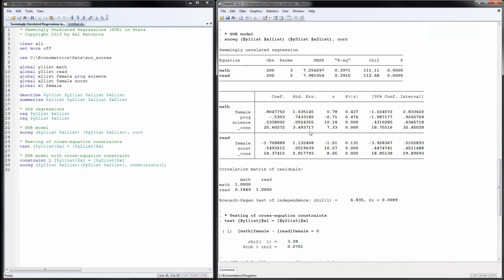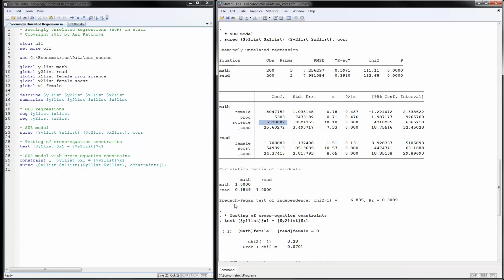And now notice that these two equations are estimated jointly. And this coefficient that I interpreted before has changed a little bit from 0.59 to 0.53, and that's the impact of a science score on the math score. So you can also look at the correlation matrix of the residuals, and we have a correlation of 0.18, which is positive but not particularly strong.